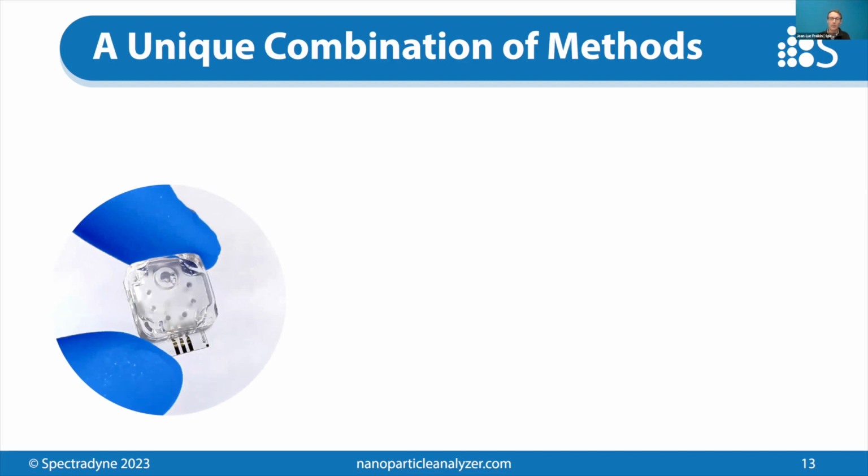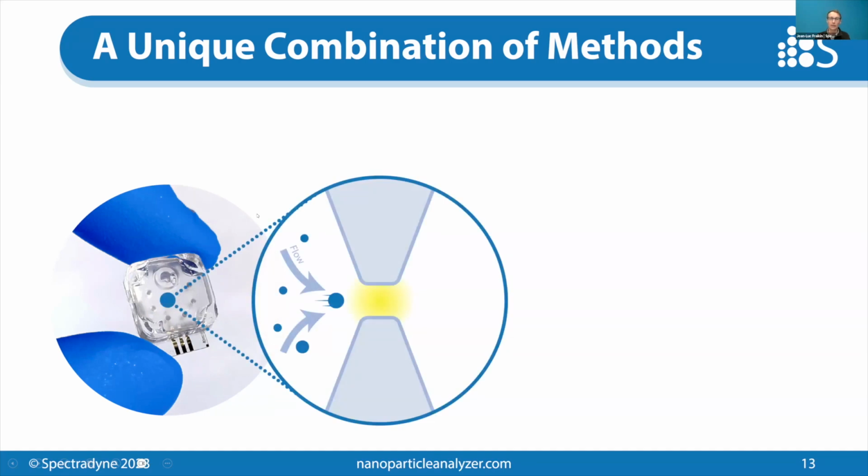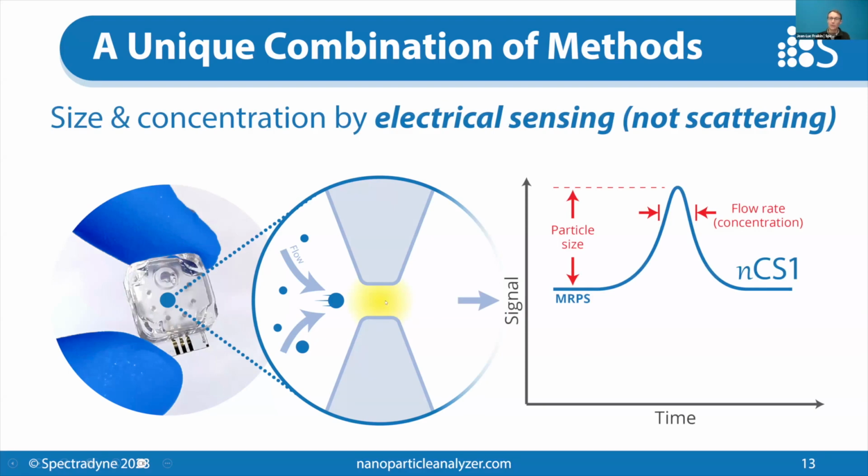So this is a unique combination of 2 different techniques in a microfluidic chip. So this is an image of our analysis cartridge. It's about a 1/2 inch on the side. And what we do inside here is we flow the sample through a bottleneck in the fluid flow, right? So the particles flow through here one by one in the sample, and every time a single particle goes through, we measure it electrically. So we measure its size and how fast it went through the constriction.